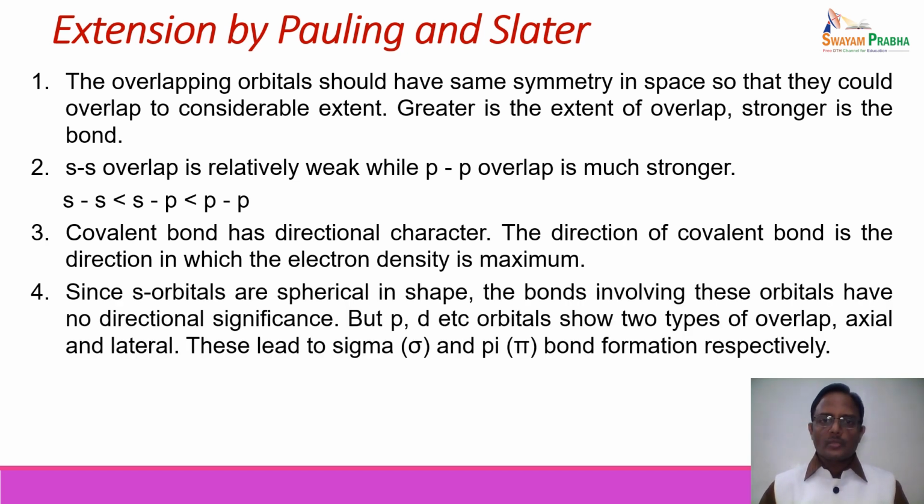Since s orbitals are spherical in shape, the bonds involving these orbitals have no directional significance. But if p or d orbitals are involved in bonding, then we have two types of overlap, the axial overlap and the lateral overlap, or what we call the equatorial type of overlapping. Hence this leads to formation of two types of bonds, sigma bond and pi bond. Whenever there is an axial type of overlapping, a sigma bond is formed, and if there is a lateral or sidewise overlap, a pi bond is formed. We will see how these bonds are formed.